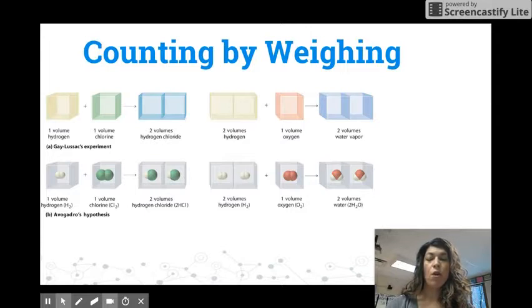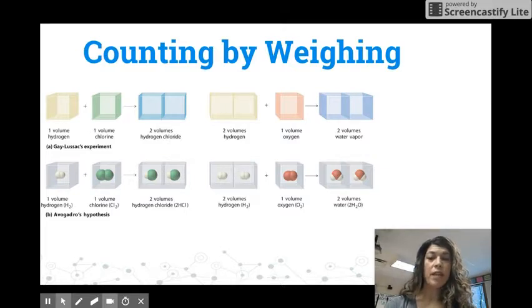So we have one molecule of hydrogen plus 1 molecule of chlorine gives you 2 volumes, but in each volume, you notice there's 1 molecule of hydrogen chloride. So that's what we end up having here. If you guys recall, we did this in Unit 4.